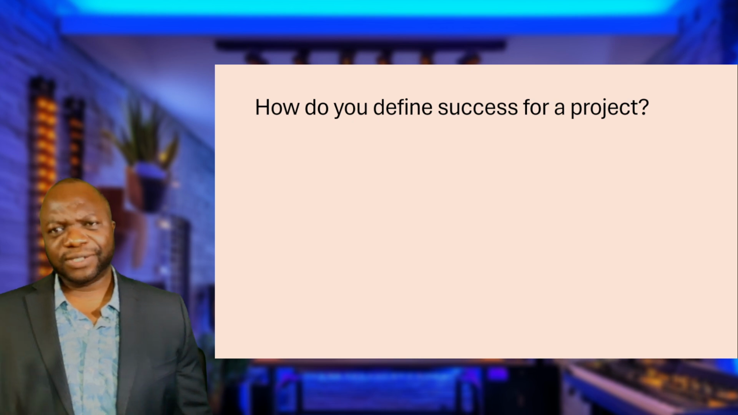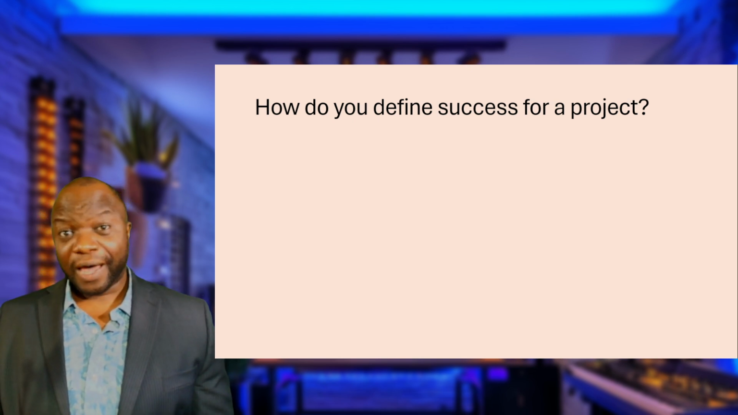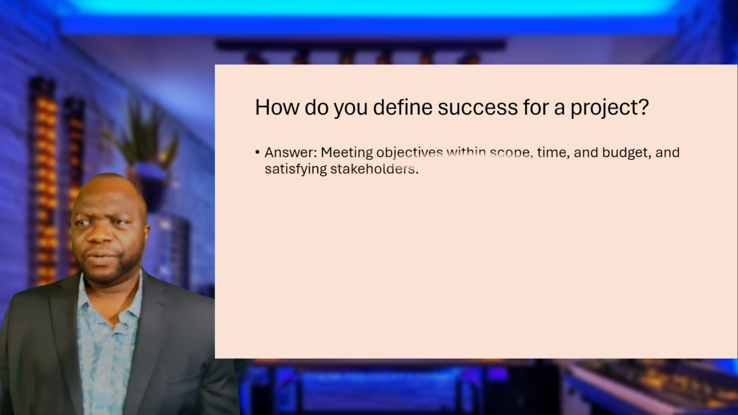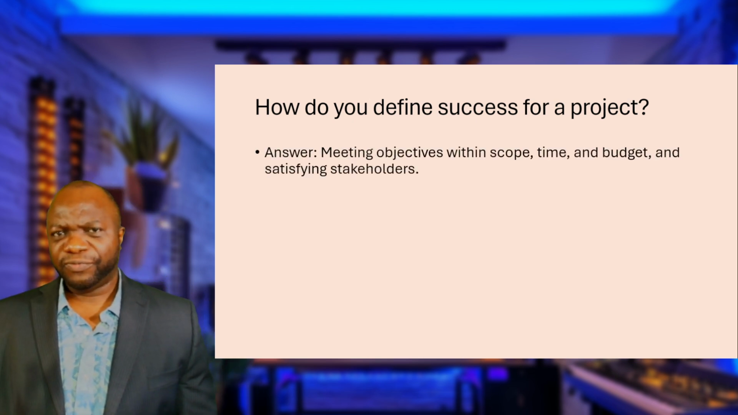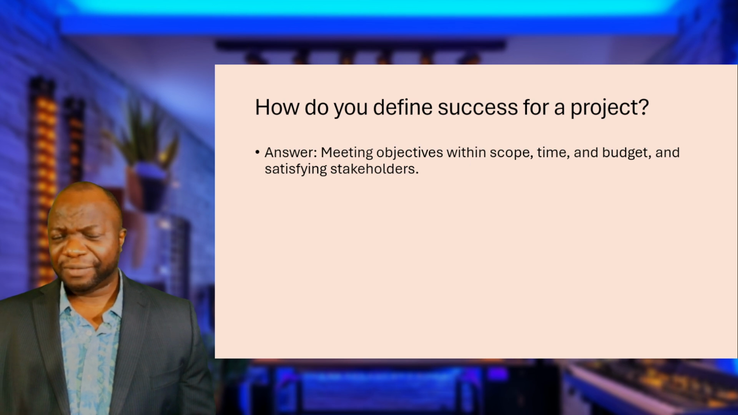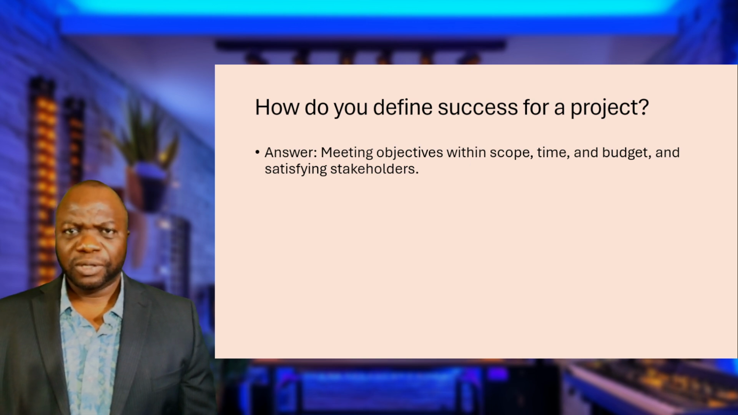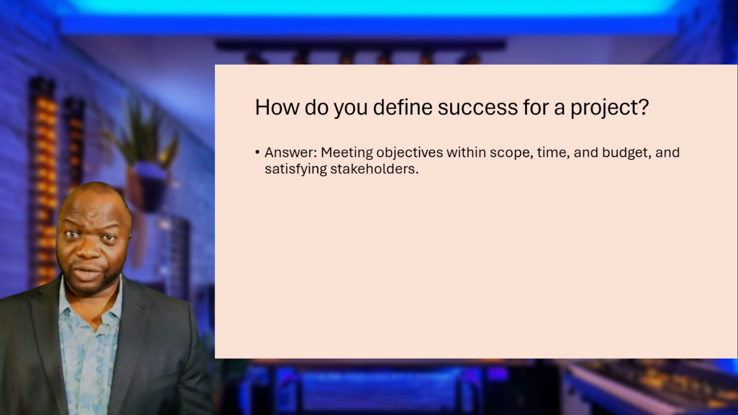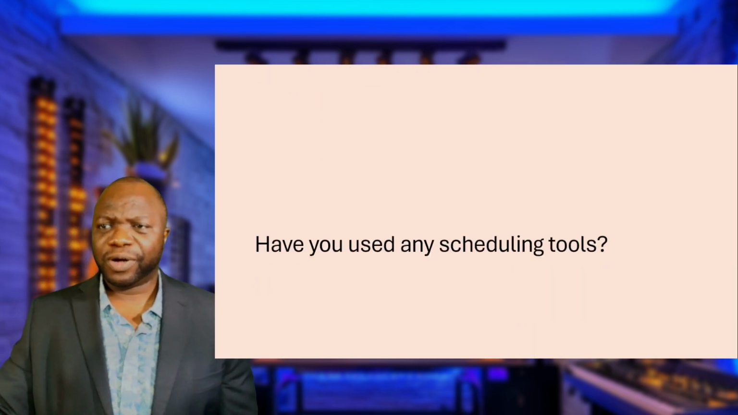How do you define success for a project? I always say success is in the eye of the beholder. So success is all about how your stakeholders view the project. Success is in the eye of the stakeholder. So we talk about meeting objectives with scope, schedule, budget, and satisfying stakeholders, most importantly. You've got to make sure that your project is fit for use. The products that you create are fit for use and they conform to requirements.